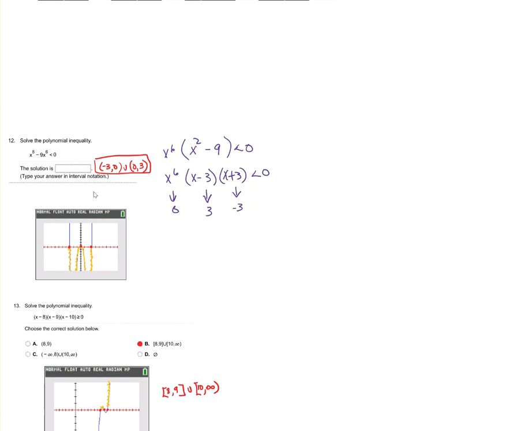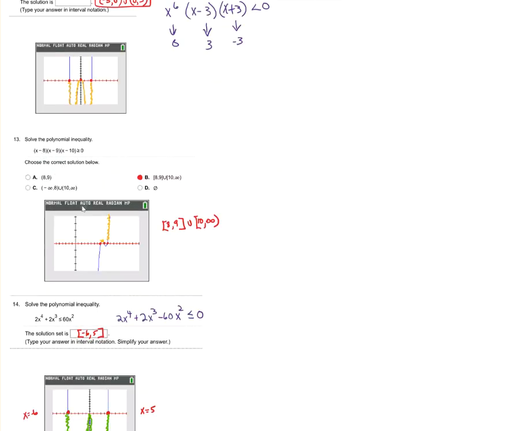Number 12. We're doing the same thing here. I'm showing you how you could find those x-intercepts real quick, but we could do it in the calculator, and we're talking about where is it less than. So if we've got -3, 0, 3, from -3 to 0, and then from 0 to 3, it's all under, and it's all parentheses because we don't have an equal.